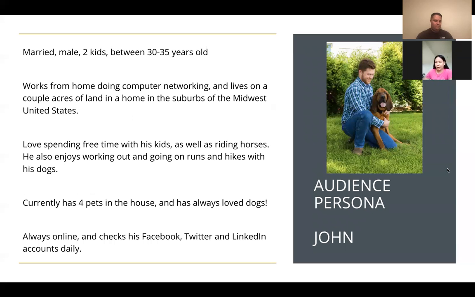Then our second persona is John. His information is as follows. He is male, married, with 2 kids, between 30 and 35 years old, works from home doing computer networking, and lives on a couple acres of land in a home in the suburbs of the Midwest United States. He loves spending free time with his kids as well as riding horses. He also enjoys working out and going on runs and hikes with his dogs. He currently has 4 pets in the house and, as always, loves dogs. Always online, he checks his Facebook, Twitter, and LinkedIn accounts daily.